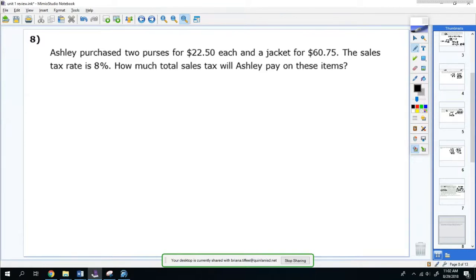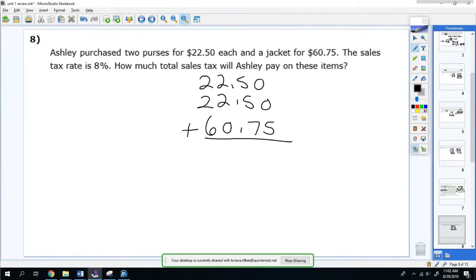Okay, so she bought 2 purses for $22.50 each. So I'm going to write that down so I don't lose it. Plus another jacket for $60.75. It's an expensive jacket. So the first thing you're going to do is add them all up. When you add it all up, you get $105.75. Okay? What I just found is your subtotal.